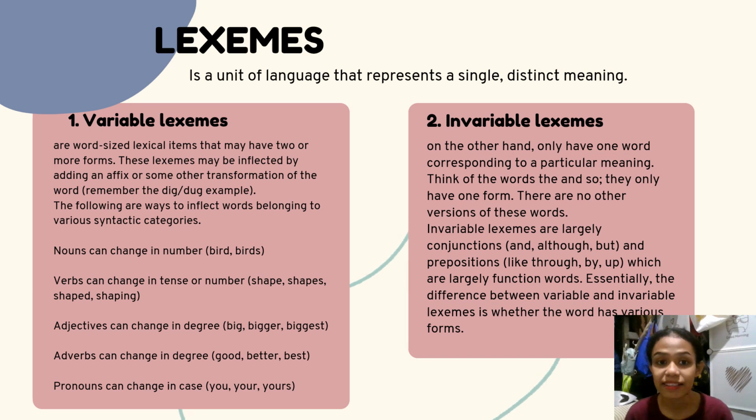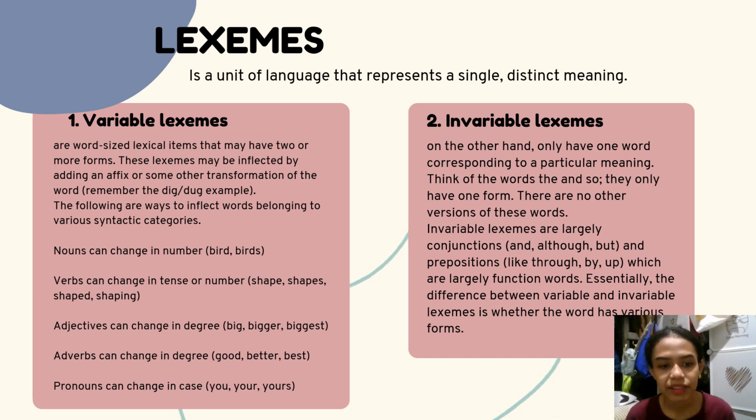And for the next topic, lexemes. A lexeme is a unit of language that represents a single distinct meaning. Lexemes are divided into two kinds: variable lexemes and invariable lexemes. Variable lexemes are word-sized lexical items that may have two or more forms. This lexeme may be inflected by adding an affix or some other transformation of the word. Remember the dig, duck example. The following are ways to inflect words belonging to various syntactic categories.